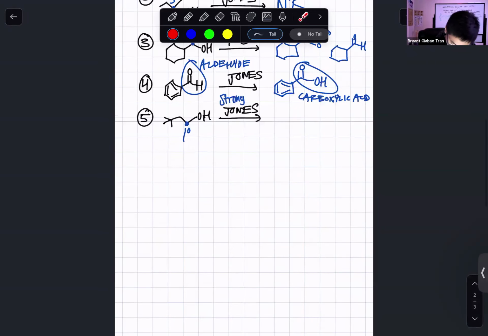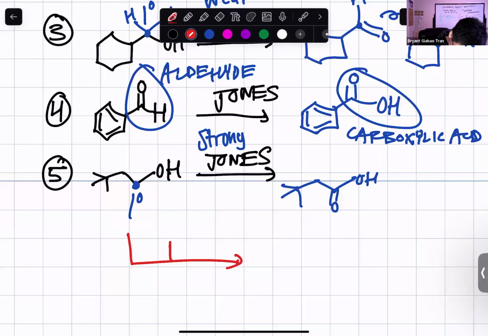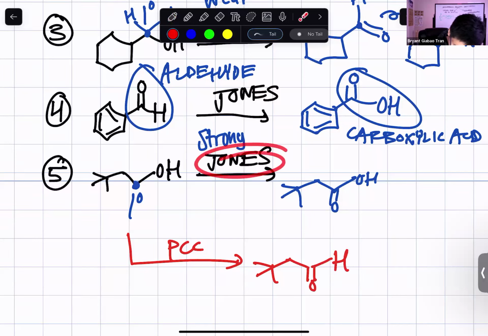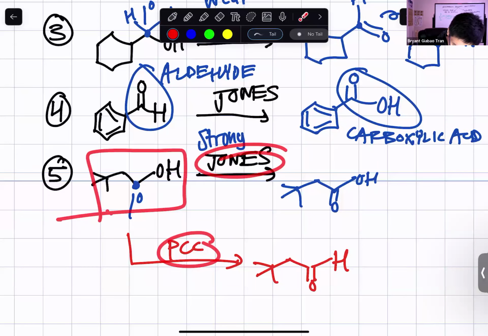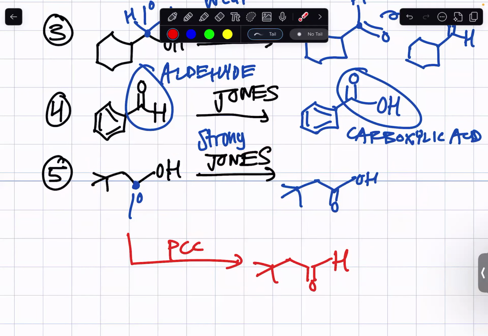So if we use Jones right here, that primary alcohol is going to become a carboxylic acid. But if we were to use, let's say, PCC here, we are going to get this aldehyde right here. So that's the difference between Jones and PCC on this primary alcohol. If we use Jones, we get the carboxylic acid, the more oxidized form. If we use PCC, we get the aldehyde, the less oxidized form. Okay, that makes sense.